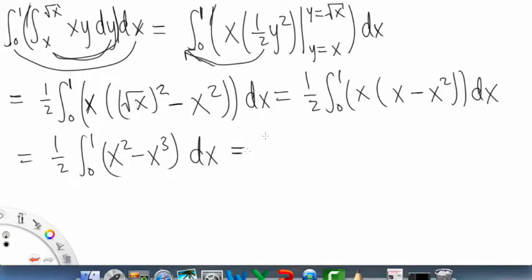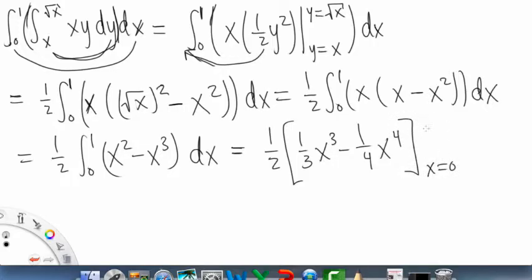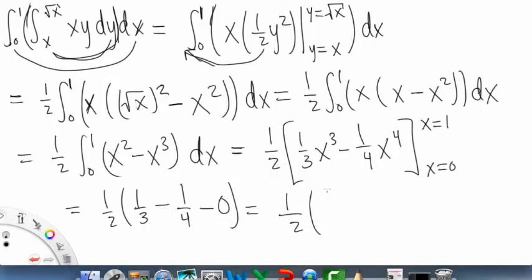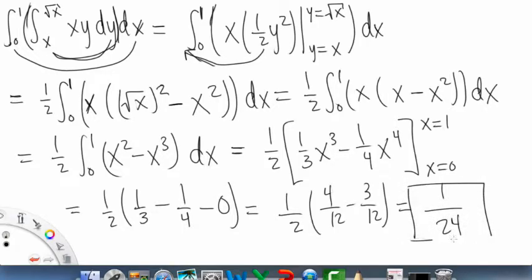Now we're down to single variable calculus again. So this is good. And we just have a 1/3 x to the third minus 1/4 x to the fourth, with x going from 0 to 1. All right. And then we have 1/2 times 1/3, because that turns 1 to the 3. 1 cubed is just 1, minus 1/4, and then minus a 0. So then we get 1/2 times 4/12 minus 3/12, which is 1/2 times 1/12, 1/24. All right, so that's our answer, 1/24.